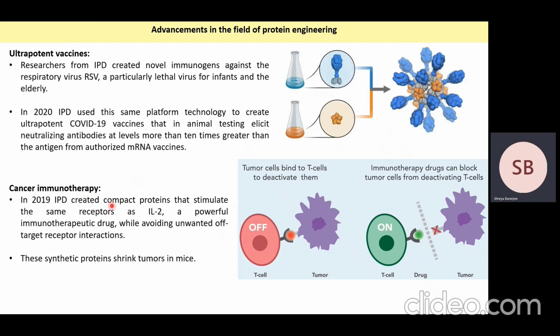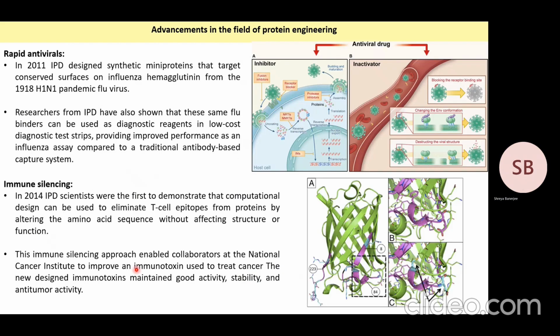In 2019, IPD created compact proteins that stimulate the same receptors as IL-2, which is a powerful therapeutic drug. But unwanted off-target receptor interactions are absent. So the tumor cells, which bind to the T cells to inactivate them, immunotherapy is blocking the tumor cells from deactivating the T cells, and thus the immune response is not suppressed. Another advancement is the rapid antiviral.